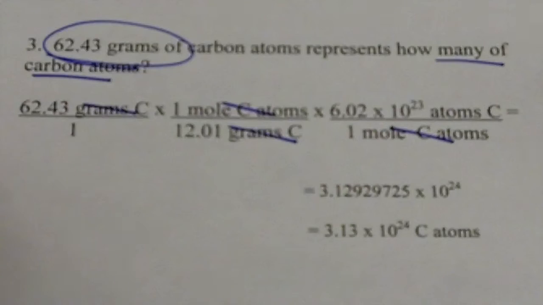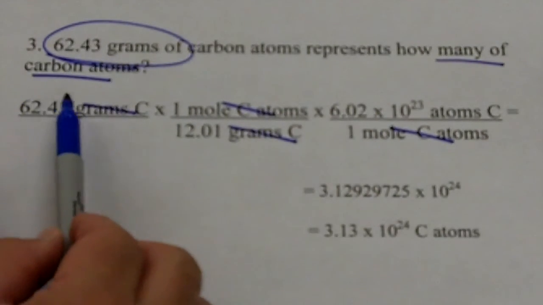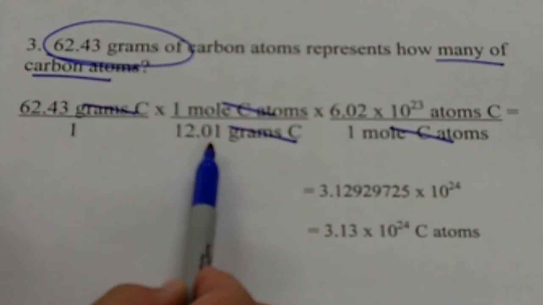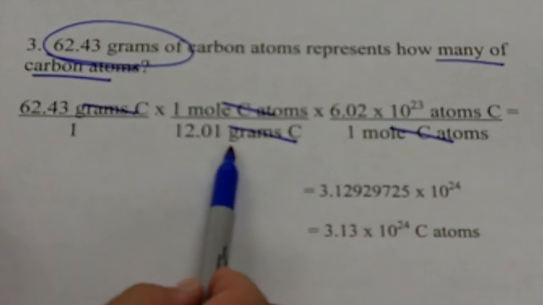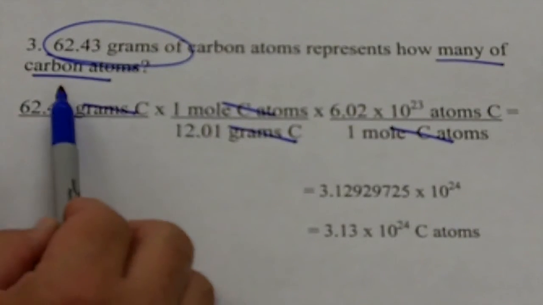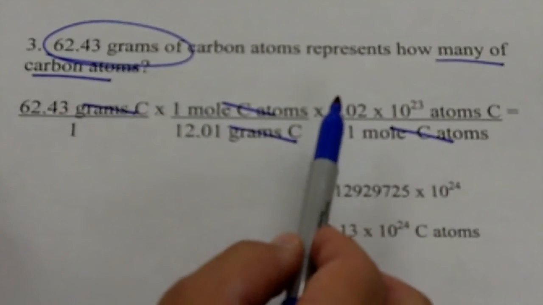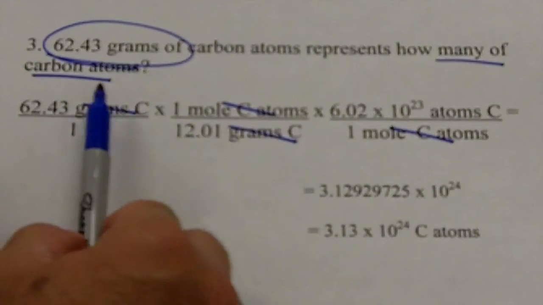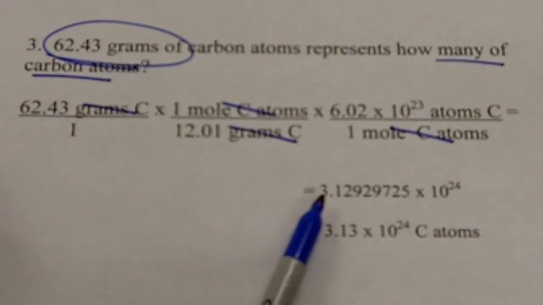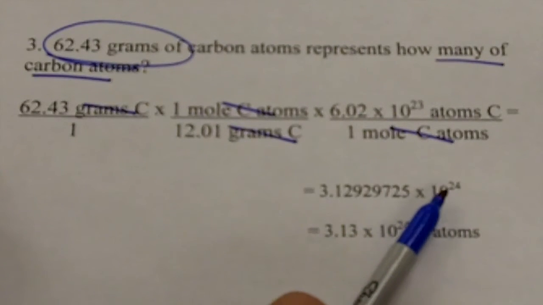Now it's time to get out my calculator. I'm going to take this number and multiply by this number, or take this number and divide by this number, and then multiply by this number. So again, it's either multiply these two and then divide by this, or take this divided by this, and then multiply by that. Be sure to hit the enter button after the first calculation. So when I do that, whether you do it multiplication and division or division and multiplication, you get this number, 3.129299725 times 10 to the 24th.